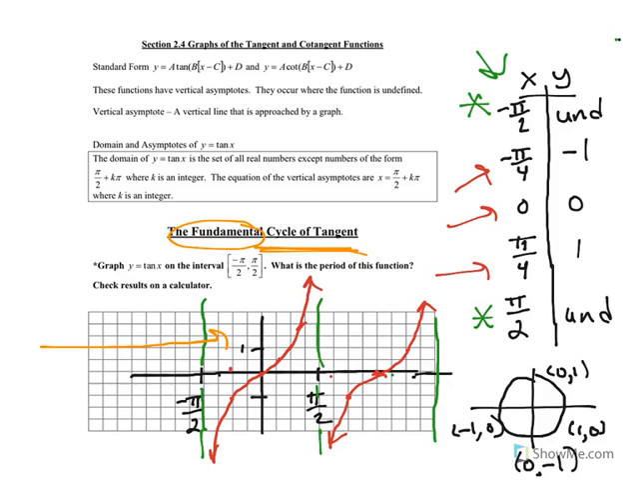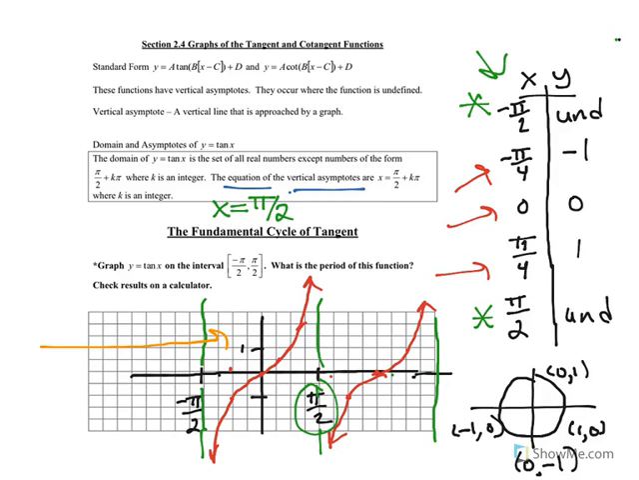And one question that the book is probably going to ask you is to write the equation of the asymptotes. So just like when you're doing secant and cosecant, you're just going to describe where all the asymptotes are. So they usually start with the first positive asymptote. So the first positive asymptote is where x is pi over 2. So we could say x equals pi over 2 would be the first asymptote.